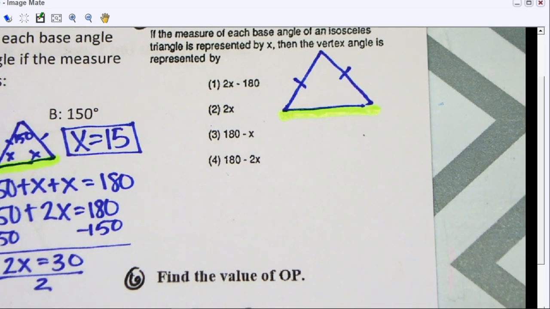Even though this problem has hardly any numbers in it, it can look kind of intimidating. The answers aren't a nice number answer like our other problems. But mathematically, we can draw an isosceles triangle and we can label it. It says that the measure of each base angle is represented by x. So where should I put x's in my picture? At the bottom, how many? 2 of them.